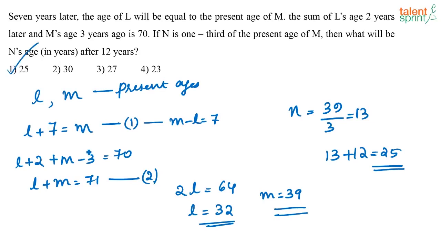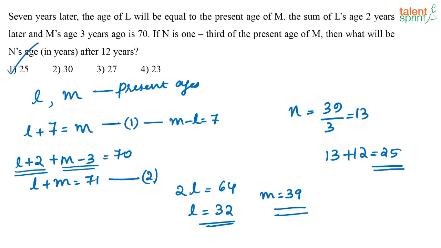Option 1. Now first, what are they saying? The sum of L's age 2 years later and M's age 3 years ago is 70. So what is L's age 2 years later? Present age is L. So 2 years later it is nothing but L plus 2. 7 years later the age of L will be equal to the present age of M, or I can say L plus 7 is equal to M.